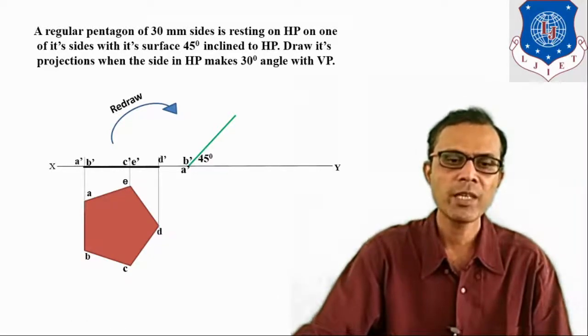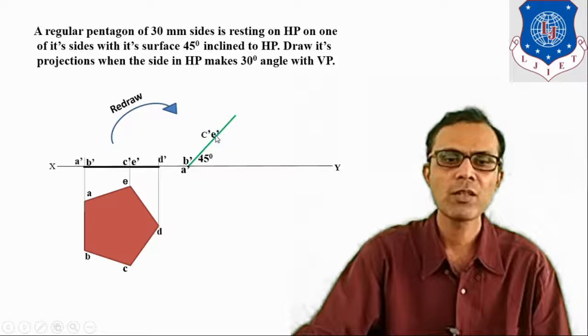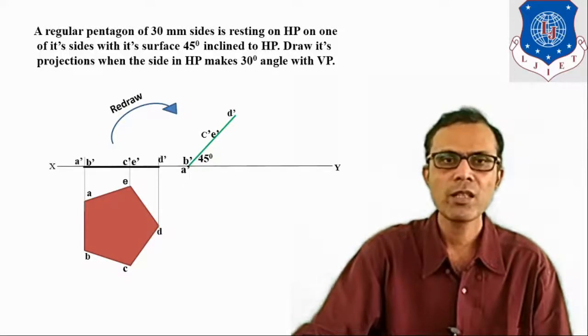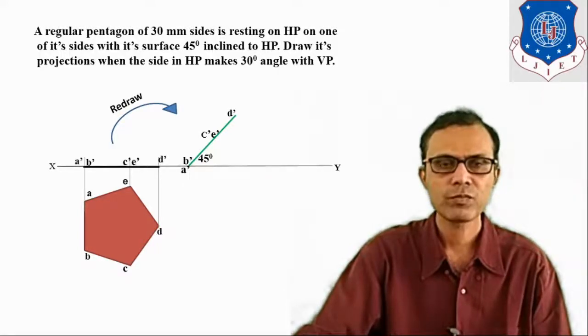Now we have to mark all the points with the same distance. So first A dash B dash. From A dash B dash, take your compass size equal to A dash C dash and mark on this line. So you will get C dash E dash, and from C dash to D dash compass size and mark D dash. So it is the second stage front view.